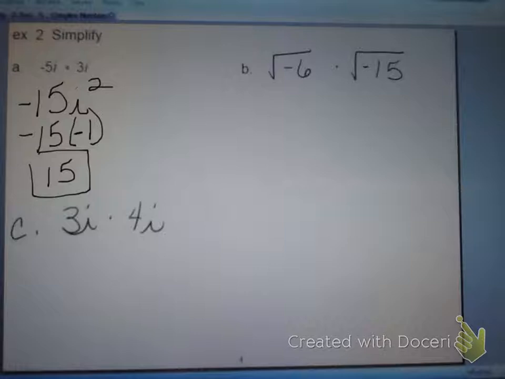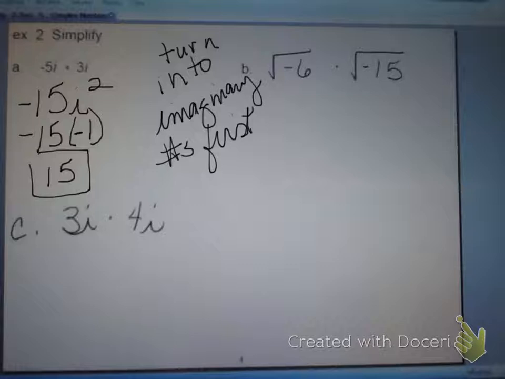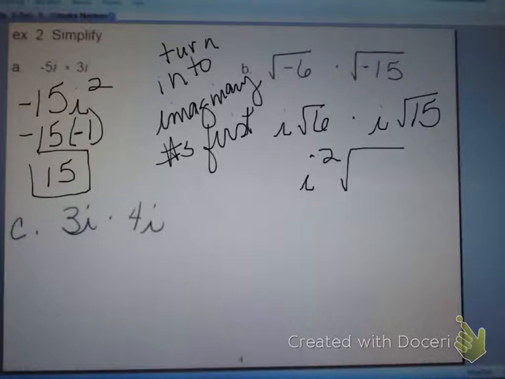Example B, square root of -6 times the square root of -15. Always turn your radicals into imaginary numbers first. So square root of -6, that's I square root of 6. And square root of -15, that's I square root of 15. Then we are going to multiply our I's together. I times I is I squared. Now we multiply our radicals. Square root of 6 times square root of 15 is the square root of 90.